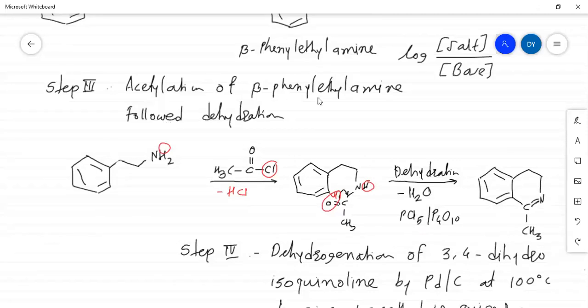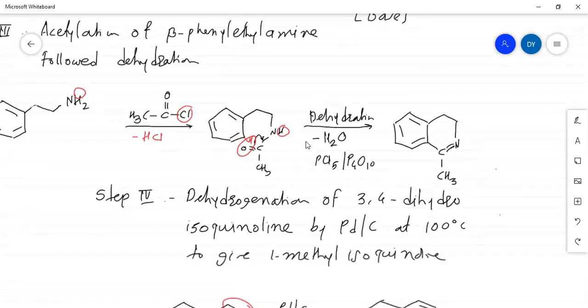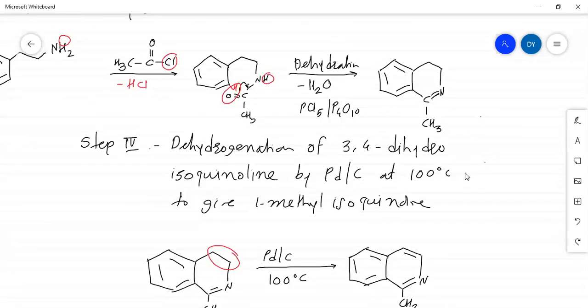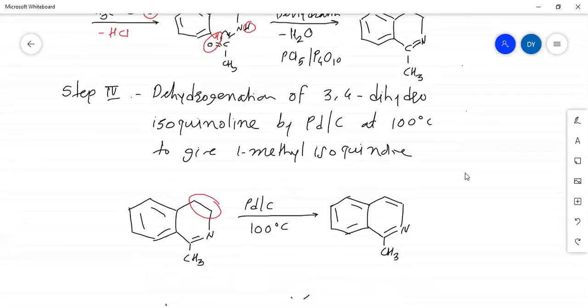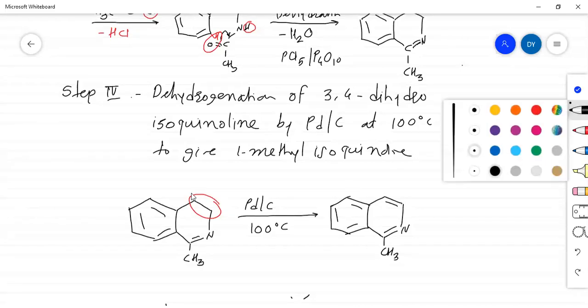Then acetylation of beta phenyl ethyl amine followed by dehydration. As you know, first of all acetylation takes place, and after acetylation there is a dehydration. But due to this dehydration, we get a carbon nitrogen double bond. And the last step is dehydrogenation. Dehydrogenation means removal of hydrogen atoms.